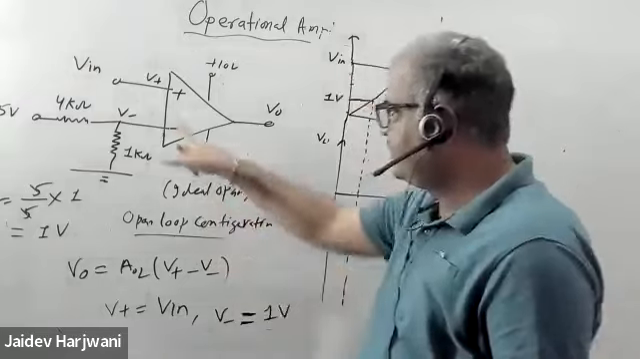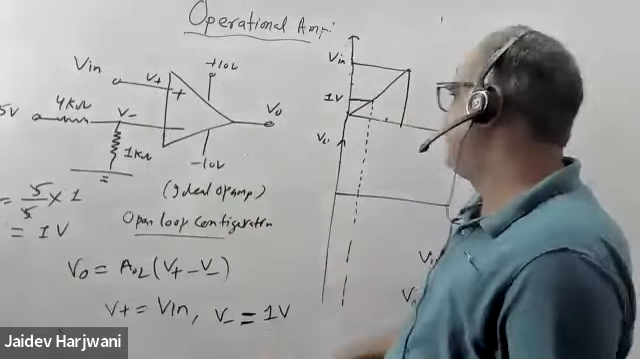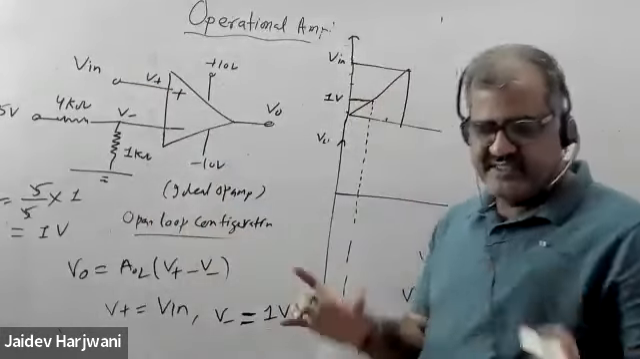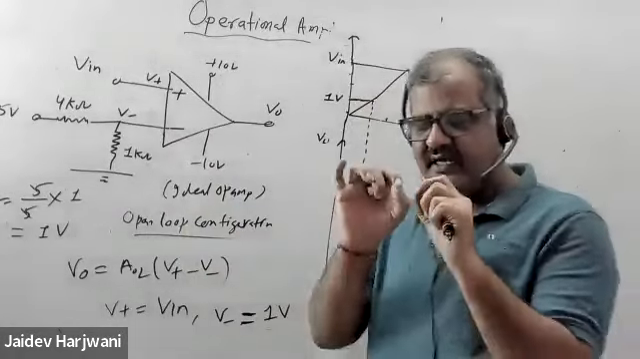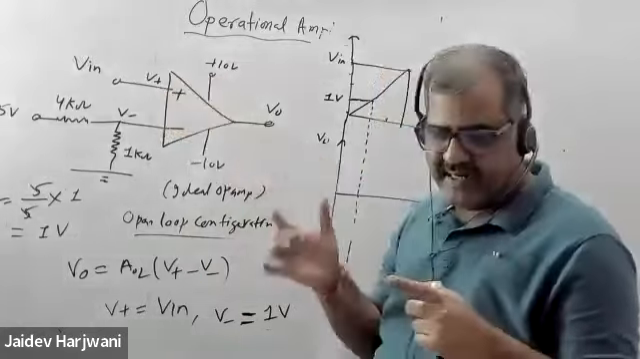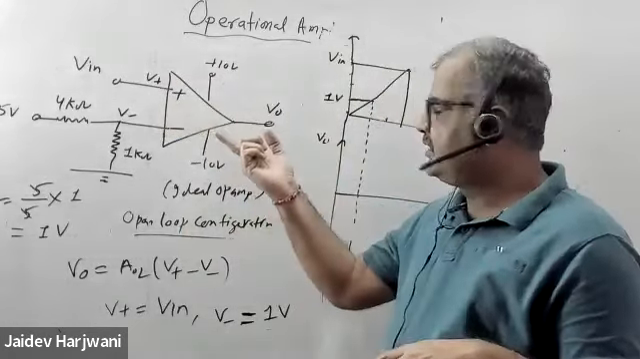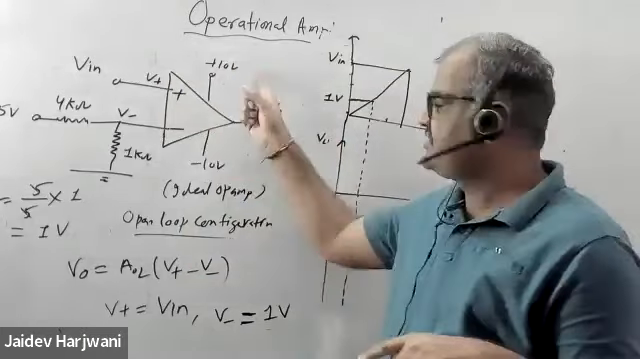If the difference is minus 10, very good. Whenever this difference is negative, I told you if it is 0, then 0. If you apply anything as a difference, the output will saturate to either minus or plus, that is, minus VCC or plus VCC.